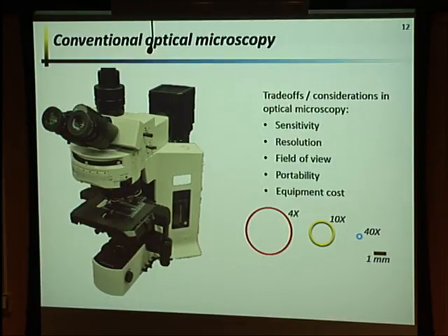So what I mean is, let's say we're trying to detect the smallest possible particles. Typically what you're going to do is start at a 4x microscope objective and then work your way up in terms of magnification. As you work your way up, you're going to improve your sensitivity and your resolution, but you're going to sacrifice field of view. And so that's what I'm illustrating here. You're going to get smaller and smaller field of view.